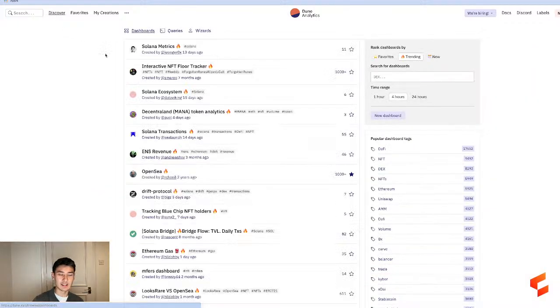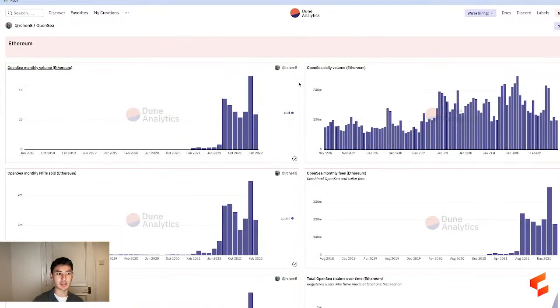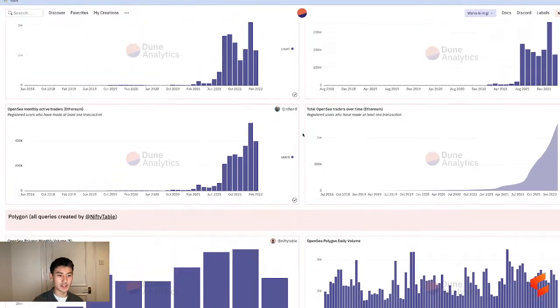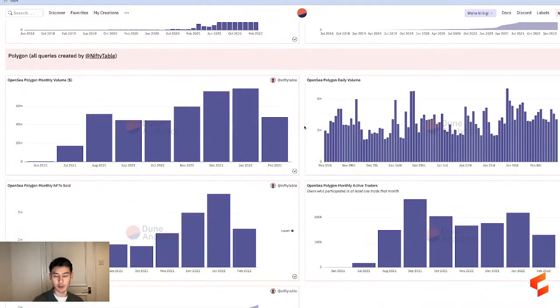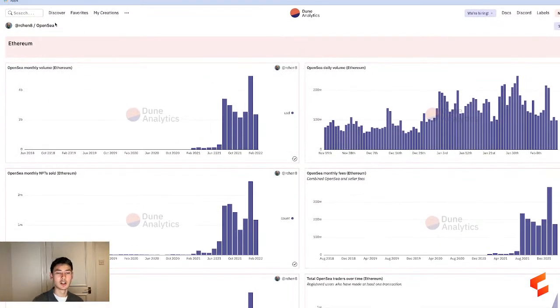What we can do is look for dashboards that other people have created, or we can create one ourselves, that display metrics surrounding an ecosystem, a protocol, a vertical, all those things that I recently mentioned. Let's see if there's any here that look particularly interesting. The OpenSea one, here's a good example, tracks OpenSea data. We can see here we have OpenSea monthly volume, daily volume, and some other data points, and it's broken down between Ethereum and Polygon. This is the type of dashboards that you typically look at on Dune.